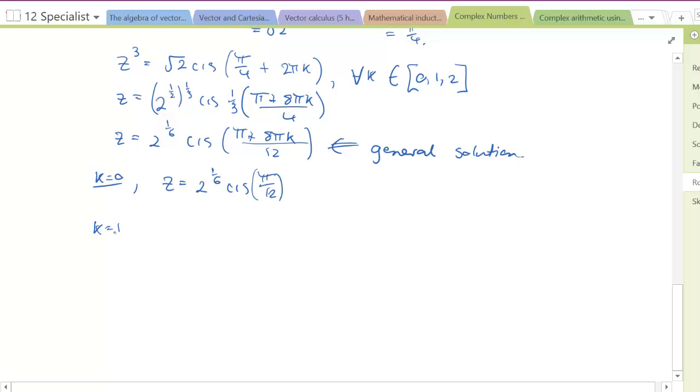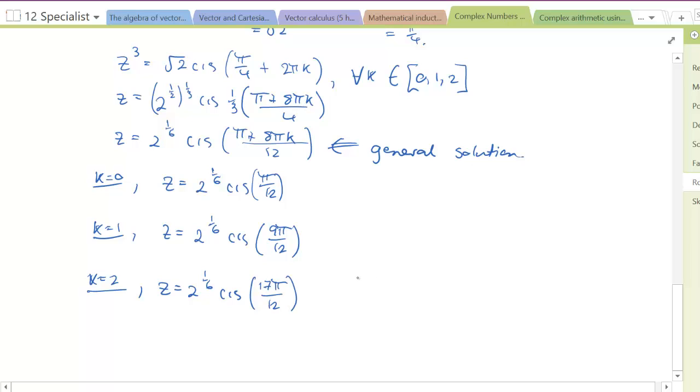When k is equal to 1, we get z is equal to 2 to the power of 1 on 6 cis pi plus 8 pi, which will be 9 pi on 12. And then when k is equal to 2, we get z is equal to 2 to the power of 1 on 6 cis 2 times 8, which is 16, plus 1, is 17 pi on 12.